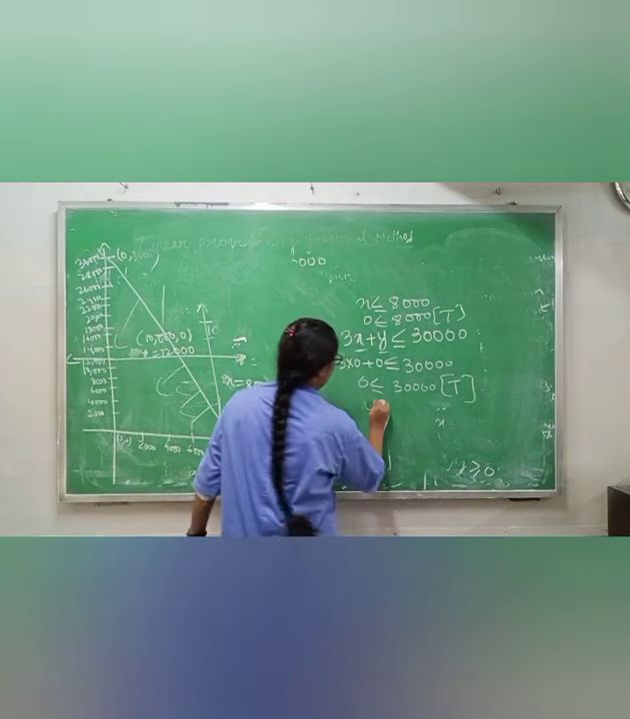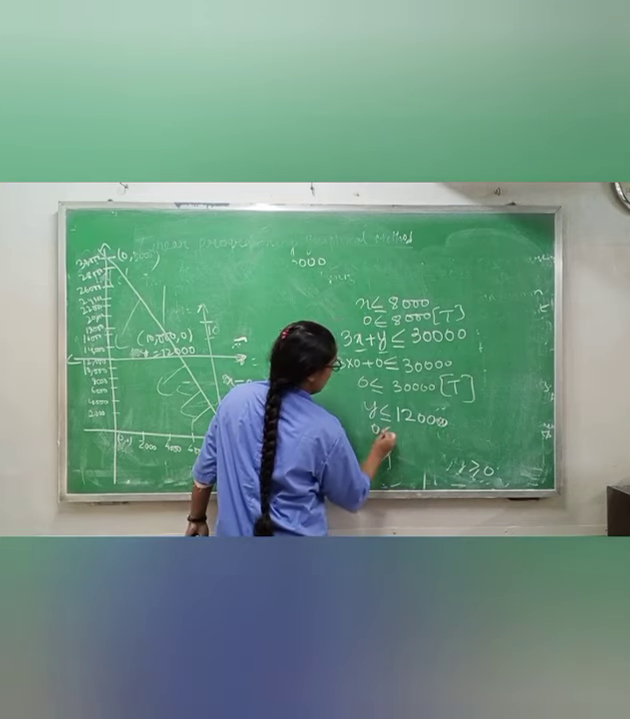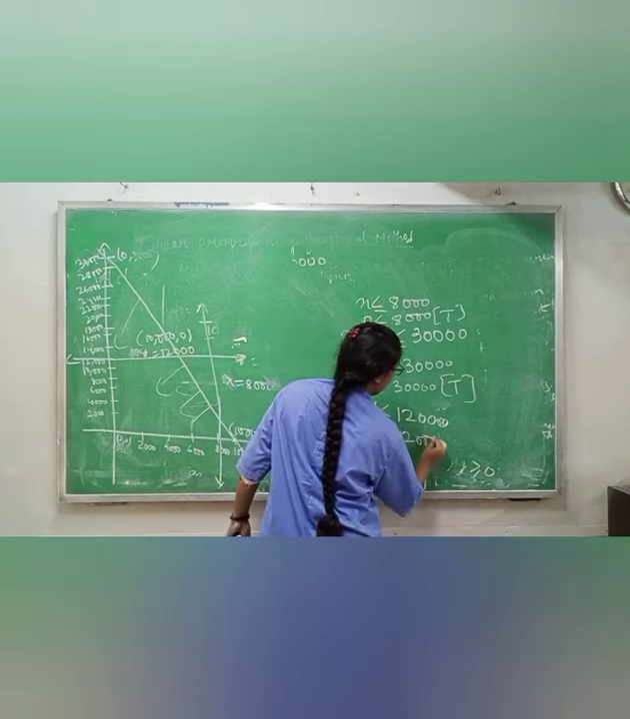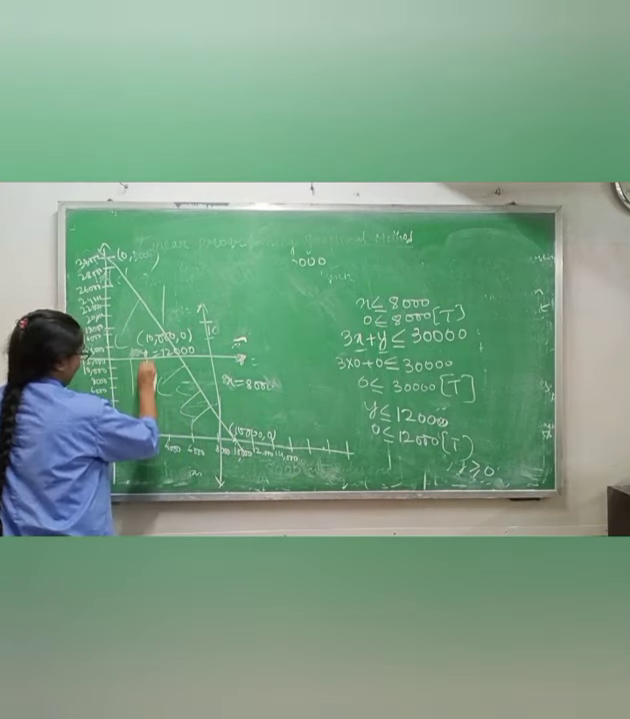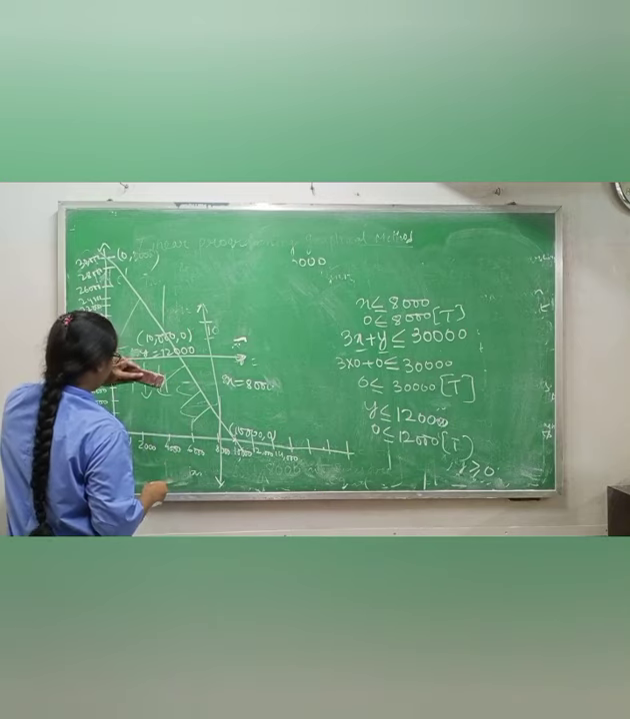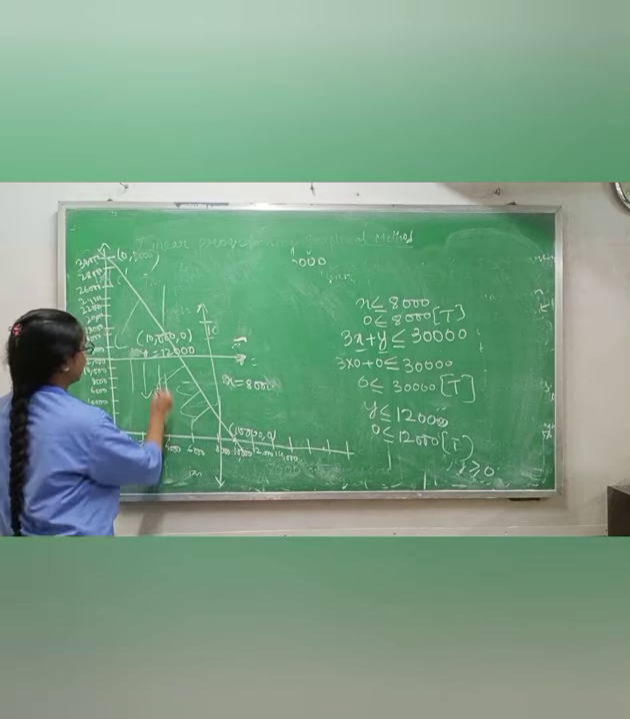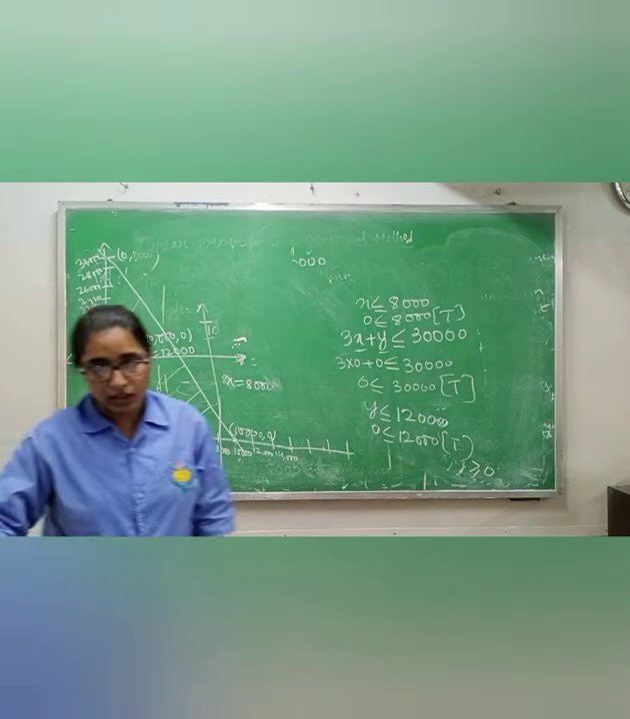Again one more, you have y is less than or equal to 12,000. It means 0. It is also true. It will also go towards the origin. So where is the origin? Here. But which one is the common region? Only which part will you take? You will take only this part. Why will you take only this part?